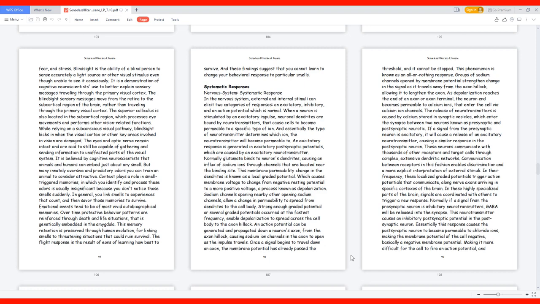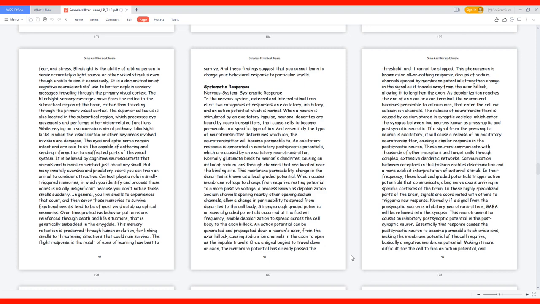The release of neurotransmitters is caused by calcium acting on synaptic vesicles, which release neurotransmitters into the synapse between two neurons known as presynaptic and postsynaptic neurons. If a signal from the presynaptic neuron is excitatory, it will cause a release of an excitatory neurotransmitter, causing a similar response in the postsynaptic neuron. These neurons communicate with thousands of other receptors and target cells through complex, extensive dendritic networks. Communication between receptors in this fashion enables discrimination and a more explicit interpretation of external stimuli.